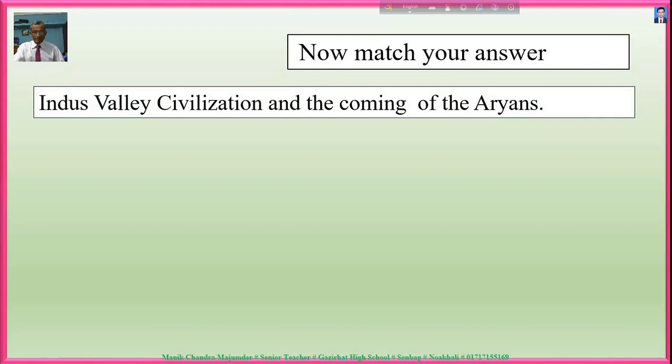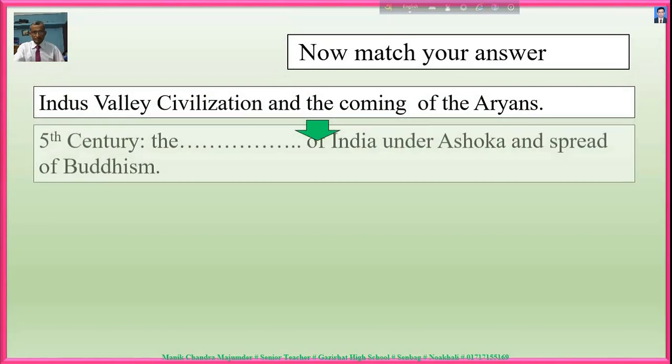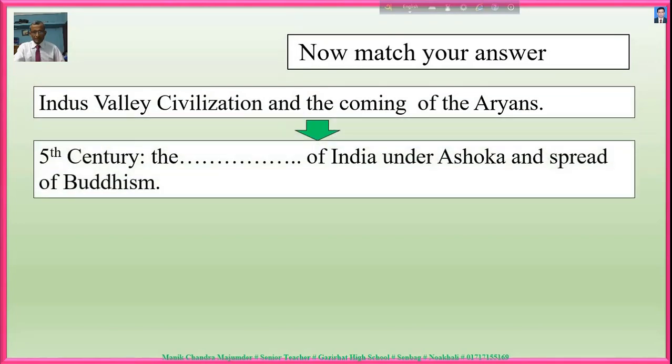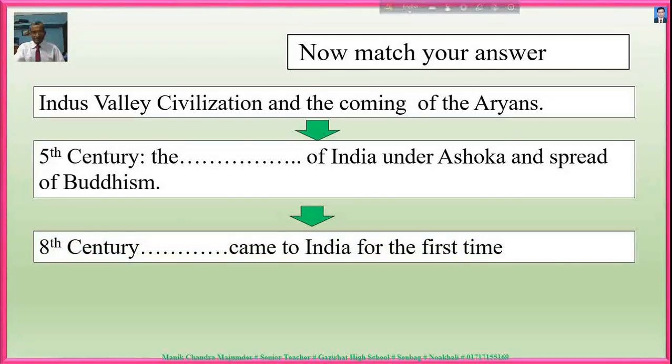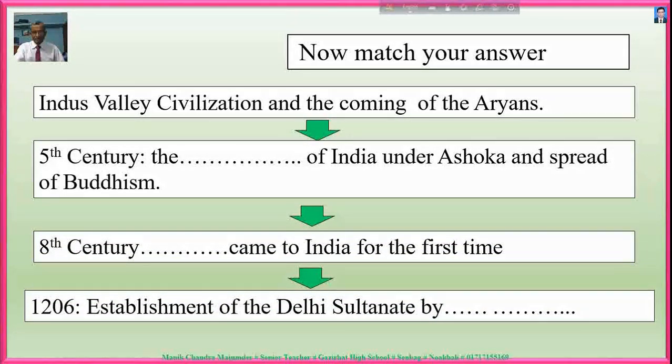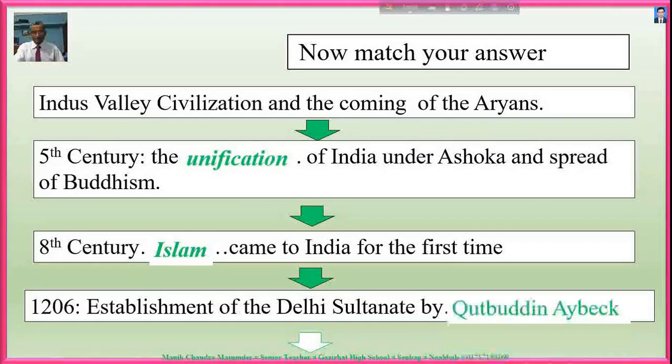Indus Valley civilization and the coming of the Aryans. 5th century, the unification of India under Ashoka and spread of Buddhism. 8th century, Islam came to India for the first time. 1206, establishment of the Delhi Sultanate by Qutbuddin Aibak.